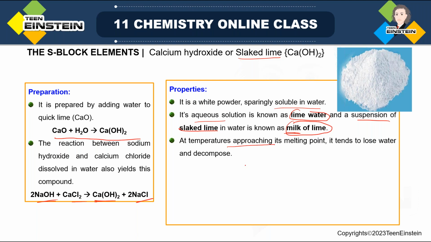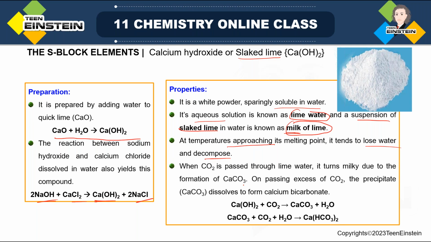When the melting point temperature is approached, it tends to lose water and there will be decomposition. If you treat it with carbon dioxide, see how it is written here: when CO2 is passed through lime water, that means you are passing CO2 through the solution of calcium hydroxide, then it turns milky because of formation of calcium carbonate. This observation is used to detect whether CO2 gas is present or not. Suppose you are doing a reaction where a gas is liberated, and you want to check whether this unknown gas is CO2 or not. Then you can pass this unknown gas through the solution of Ca(OH)2, that is, through lime water. If it turns milky, it proves that CO2 is present.